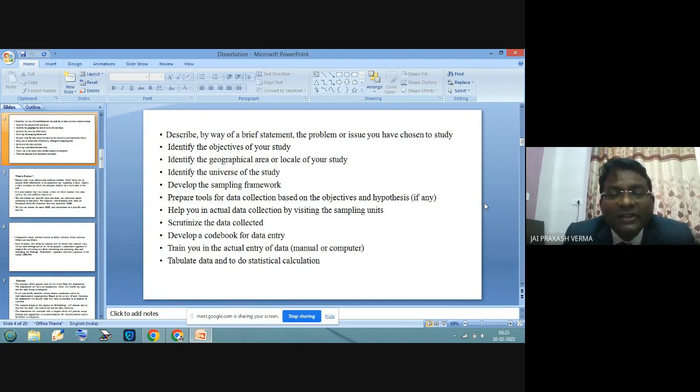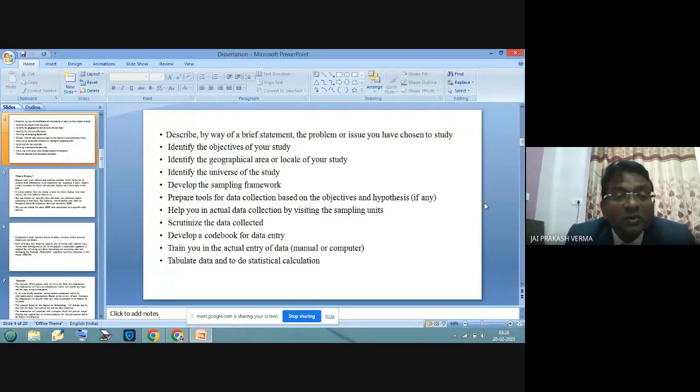So prepare tools for data collection based on the objectives and hypothesis. What type of tools? First of all, you make a questionnaire, an interview schedule for households, or an interview schedule for villages. Suppose you are going to study a particular area, so two types of questionnaire may be there. One is an interview schedule based on the location or geographical area of the place, and the other is related to the households or the people, with particular information about the households. If you make such a questionnaire or interview schedule, a lot of solutions come from that side.